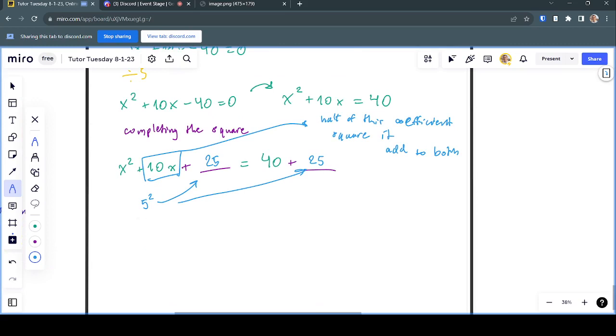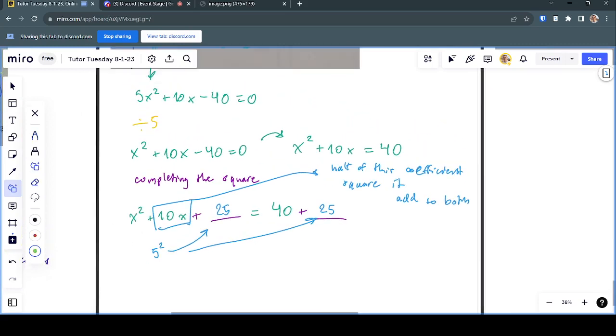Sorry, I forgot to divide this 40. So this should actually be 8. And I forgot to divide the 10 as well. This should be 2. Dang. Well, that makes it a lot simpler, actually. Completing the square, let's try that again then.